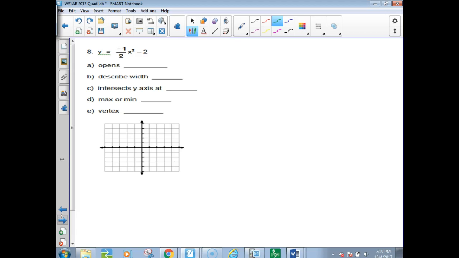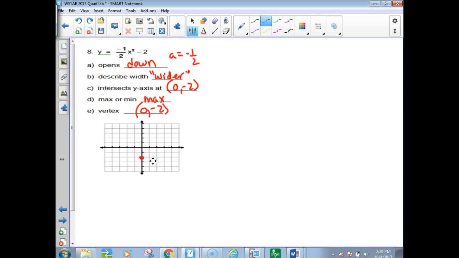All right, and the last one we'll look at right here, which is the rest of that page, I believe. This thing will open down because the A is -1/2. It's going to be wider than the regular parabola because it's a fractional A value that is less than 1. It intersects the y-axis at 0, -2, and it has a max. 0, -2 is its vertex.